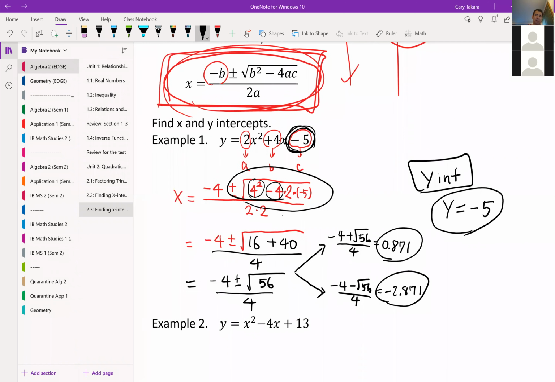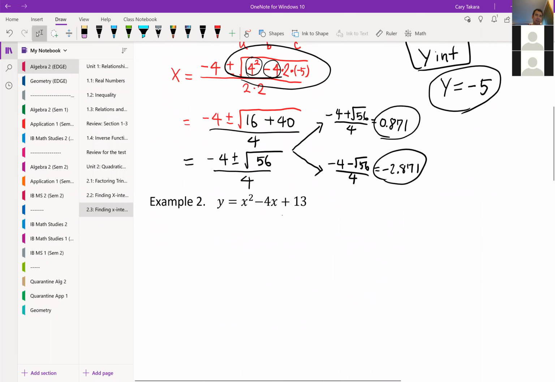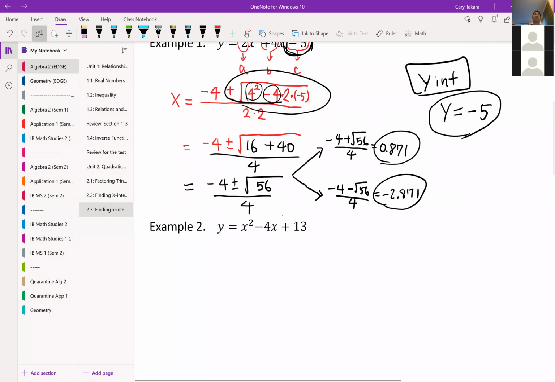Okay, let's try another one. And then we're just going to do the assignment, okay? But let's do example number 2. So let's find the x-intercept by using the quadratic formula. Now, what is A, B, and C? Let's figure that out first.